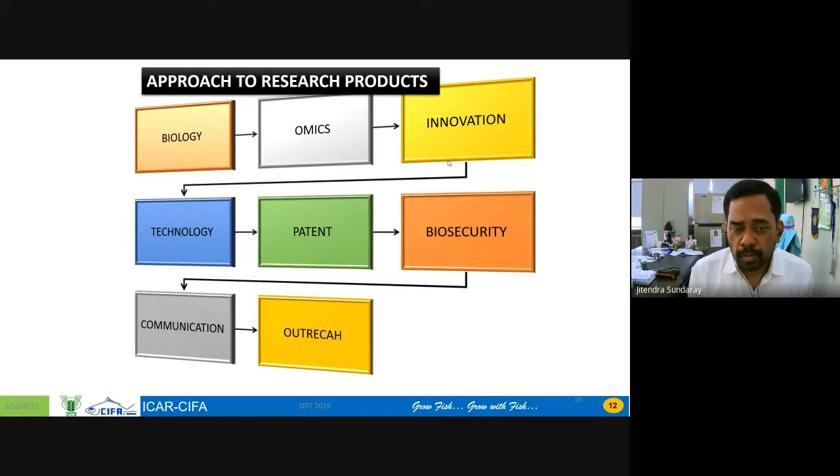Communication: whether you do it in Kashmir, Agartala, or Chennai, you need to communicate to the people, outreach. The technology that you develop needs to go to the masses.